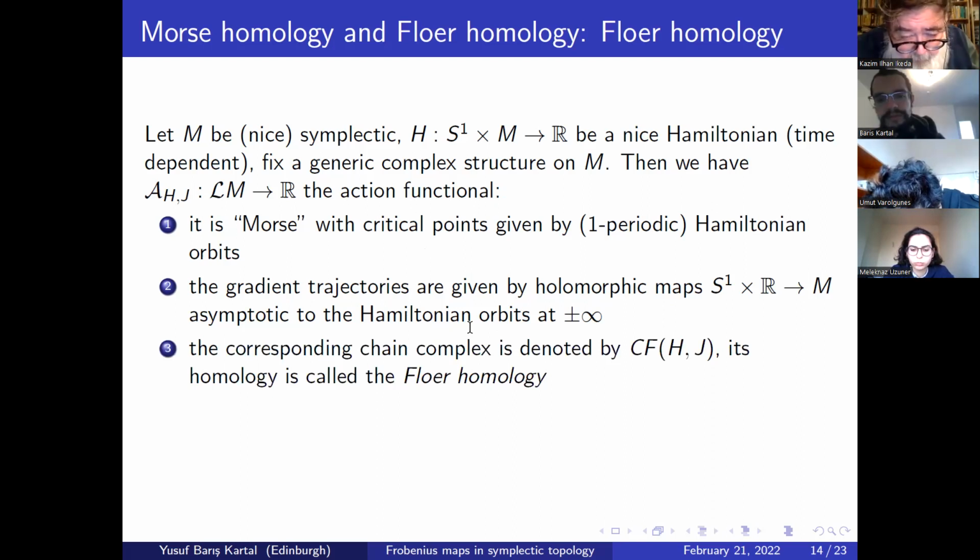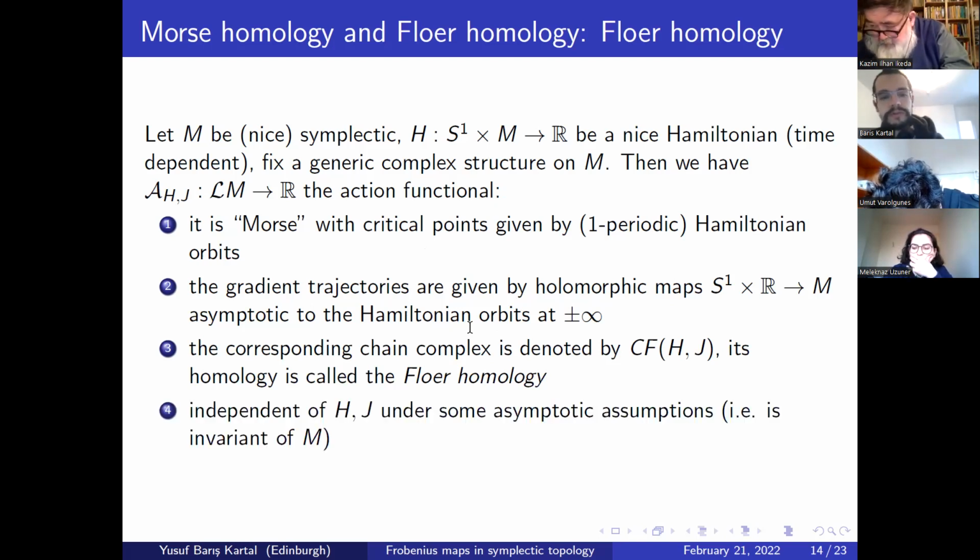The complex is denoted by CF(H,J). Its homology is called the Floer homology. And under some assumptions, it's independent of H and J.